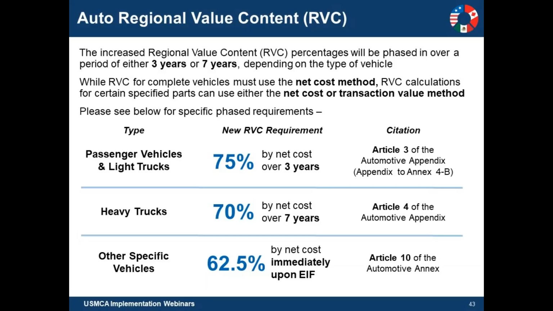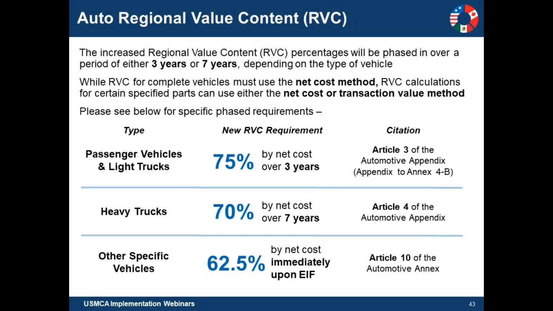Also, the RVC for complete vehicles must be calculated using the net cost method, but the RVC for certain specified parts may be calculated using either the net cost method or the transaction value method. And specifically, as far as different types of vehicles, for passenger vehicles and light trucks, the increased RVC requirements will be phased in over 3 years. And all of these specific requirements, including the staging percentages by year, can be found in Article 3 of the Automotive Appendix, which is the appendix to Annex 4B.